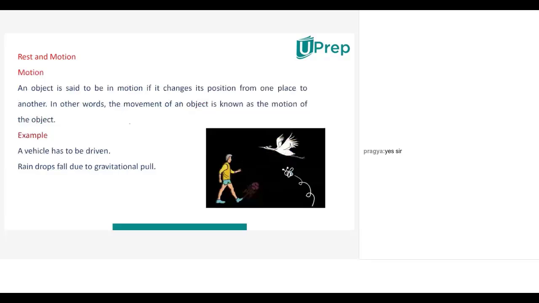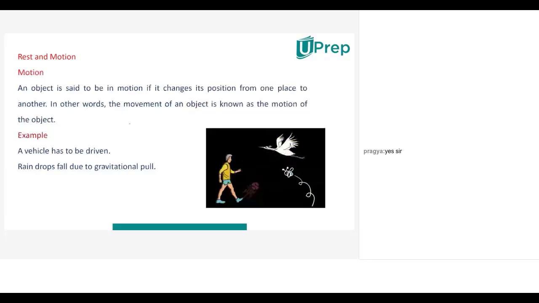So whenever a vehicle is moving, then definitely, what do you say, it is in a state of motion. And raindrops fall due to the gravitational pull. Raindrops also come and move from one place to another place, isn't it? So that is also a state of motion. So what is the difference between state of rest and state of motion? Sir, in the state of rest, an object does not change its reference point, or it does not change its position and time. And in motion, an object changes its initial point or reference point.